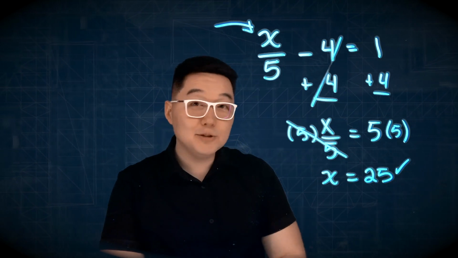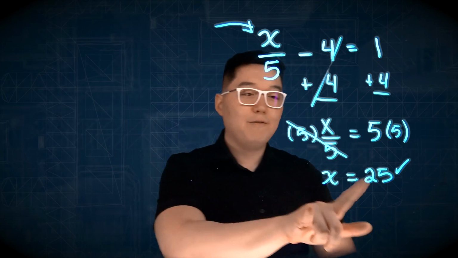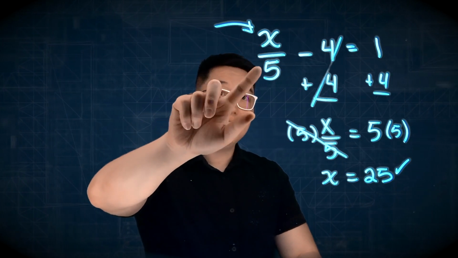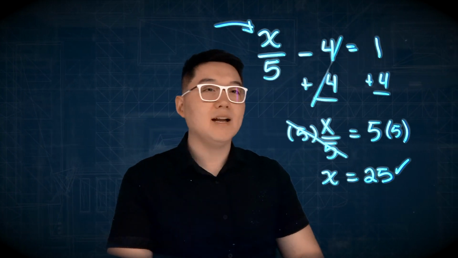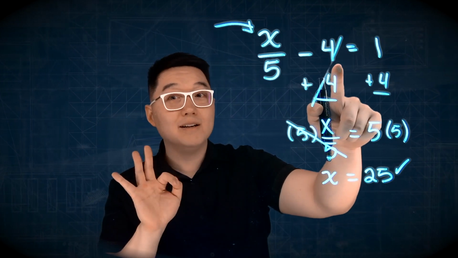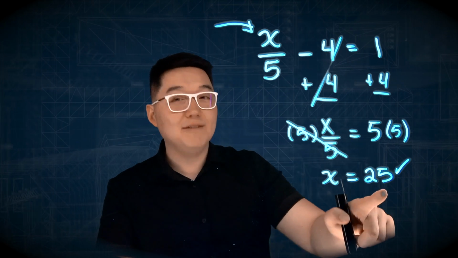And that's our solution. Let's double check to see if that actually works. If we plug in 25 for x over here, 25 divided by 5 is in fact 5. Then 5 minus 4 is in fact 1. So the solution 25 checks out.